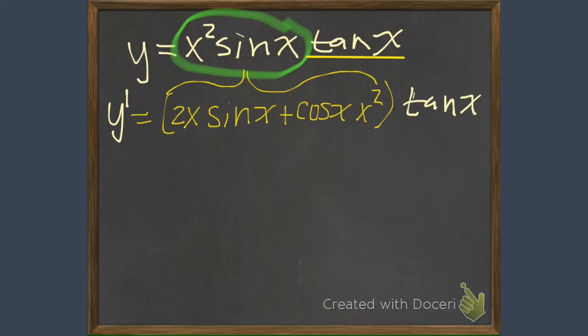So now we'll do that. It's the derivative of the first times the second plus the derivative of the second. What's the derivative of tangent? Secant squared. Derivative of the second times the first.